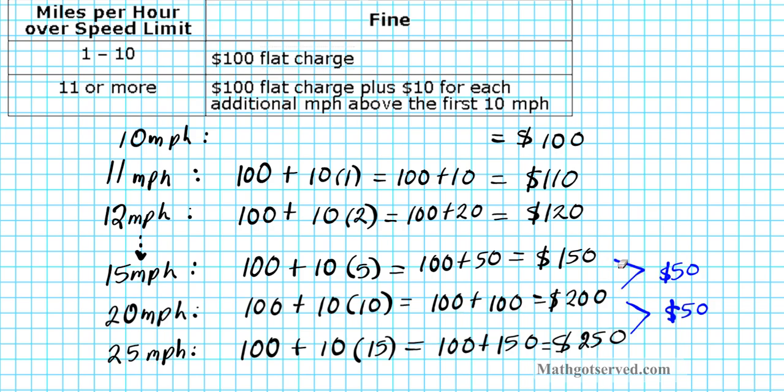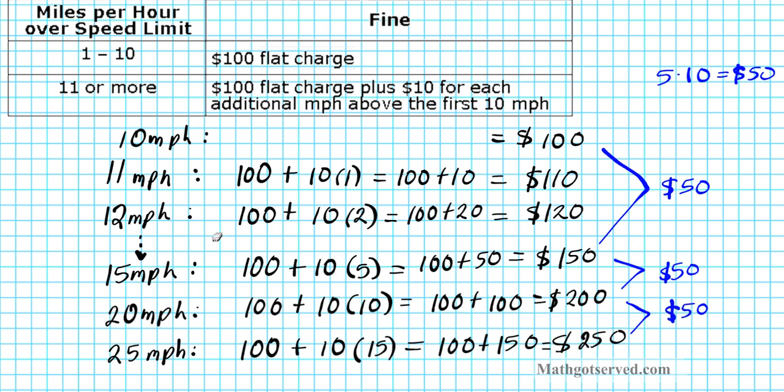Because for every mile per hour, you are charged $10 more after 10. So for 5 miles per hour is simply 5 times 10, which is $50. So for every 5 miles per hour you go above 10, you're going to be paying 50 because you're multiplying it by 10. So from 10 to 15, how many miles per hour is that? 5. So the fine is expected to be $50, 5 times 10.